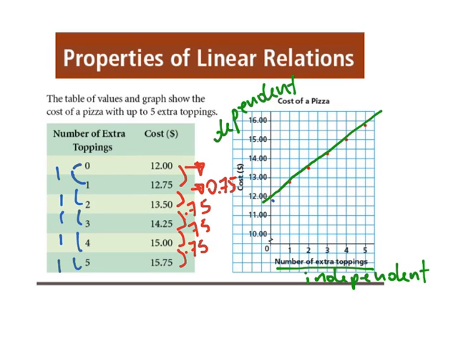This means that for each topping, we have an increase of 75 cents. For an increase of 1 topping, we always have the same constant increase of 75 cents. This makes a linear relation. Let's use this information to answer a couple examples.